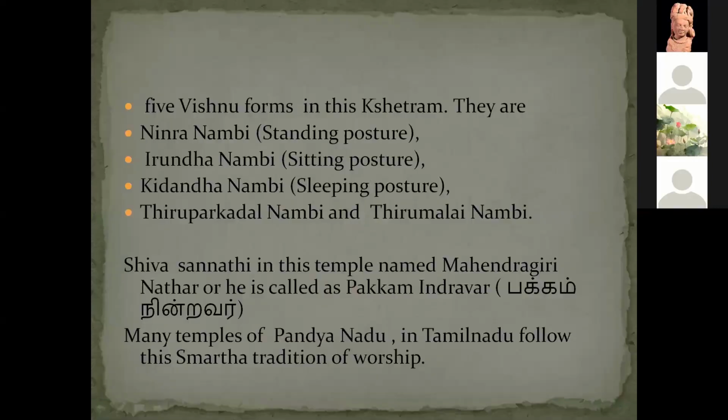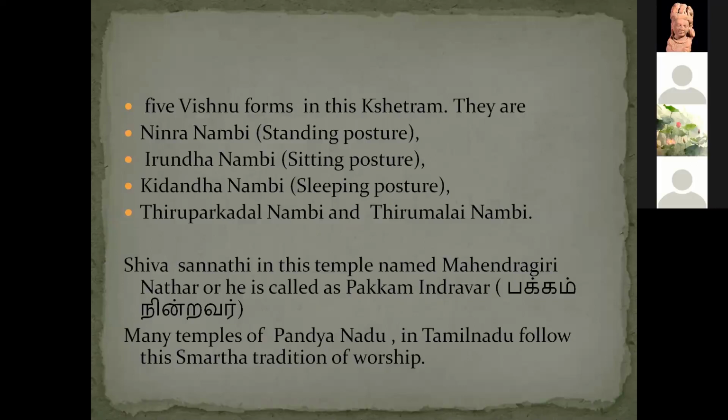So what is important in this temple is that there are 5 Vishnu representations in the standing posture, sitting posture, and the sleeping posture, the Shayana posture: Kidanda Nambi, Nindra Nambi, and Irunda Nambi. But apart from that, you also have a Shiva Sannidhi, which is the Mahendra Girinadhar, and he's called the Pakkam Nindravar. Pakkam Nindravar, he's the one who is a very close associate of Vishnu. And there is also a temple for Bhairava.